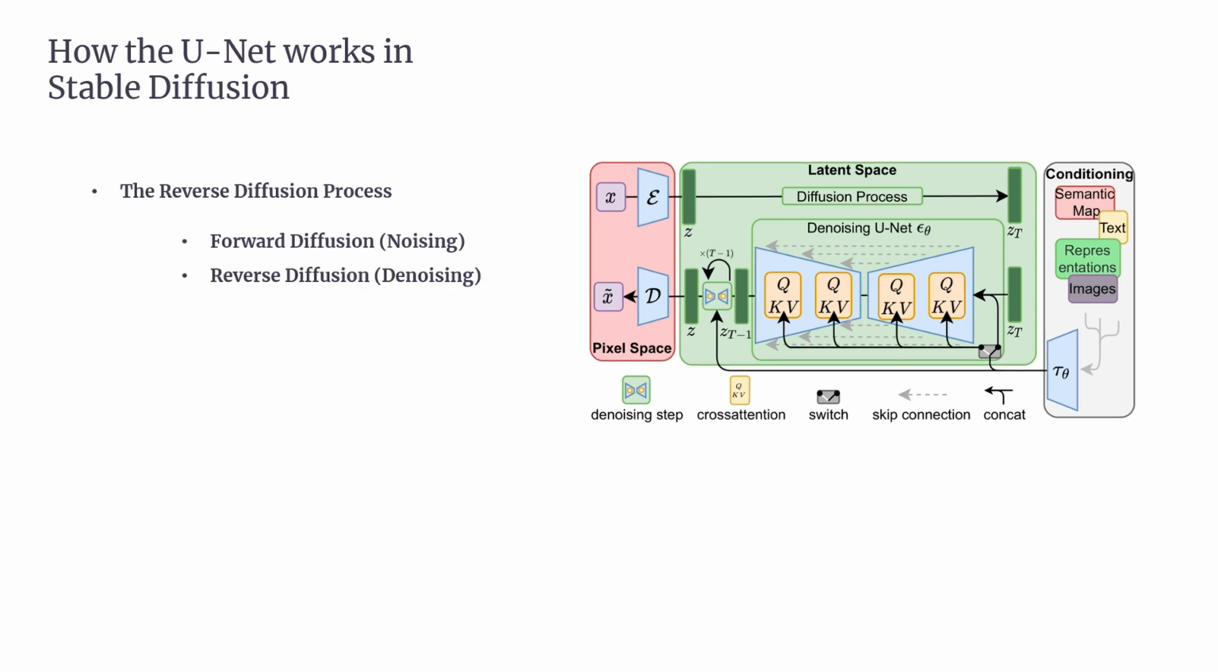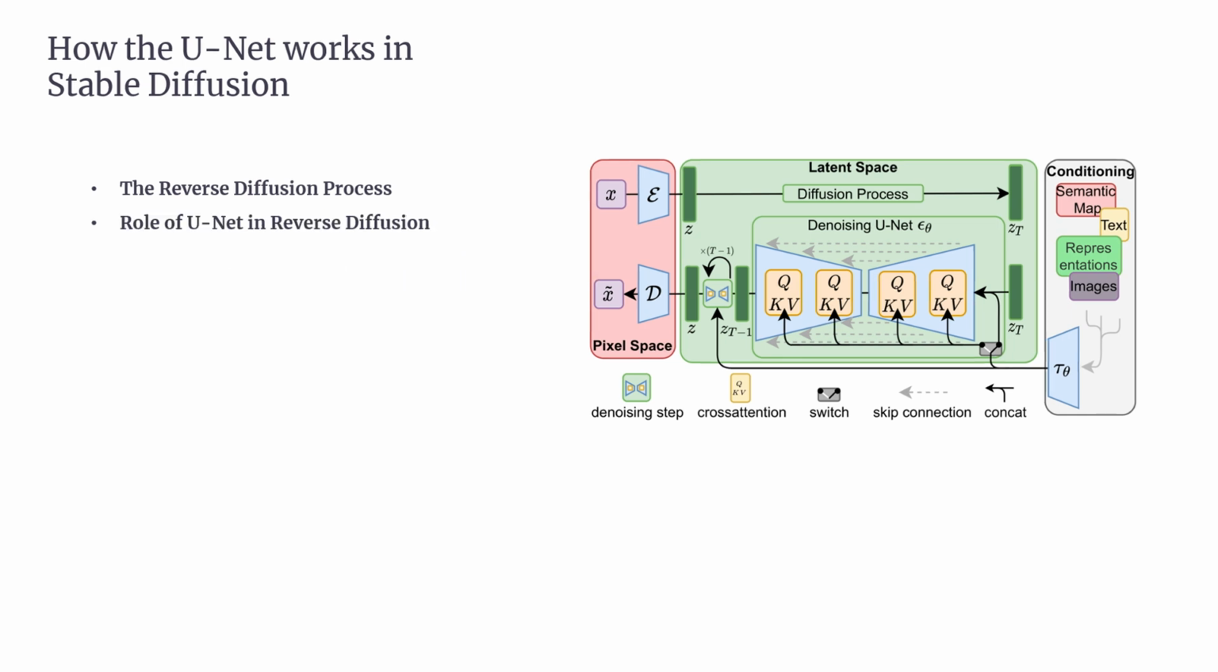2. Reverse diffusion, denoising. This is where the magic happens. Starting with random noise, the model works to denoise the image over several steps. The goal is to progressively remove the noise, refining the image step by step. This process is what leads to the generation of a clean image, and UNet plays a vital role in predicting and subtracting the noise at each step.